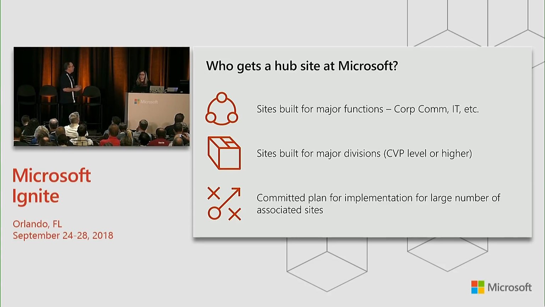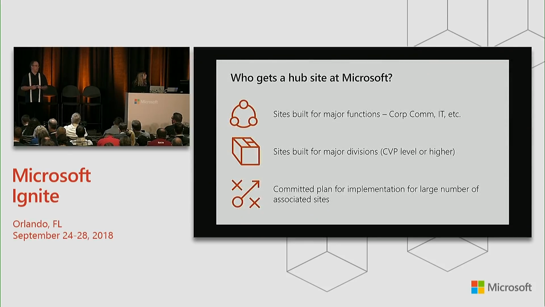Number one, we have already hub-enabled a site for every major function. So whether it's in production or not, each of our major functions like HR, IT, legal, and so on, all have a hub site already. The second thing is we've built sites for major divisions. Now for us, the cutoff here was kind of the corporate vice president or higher.